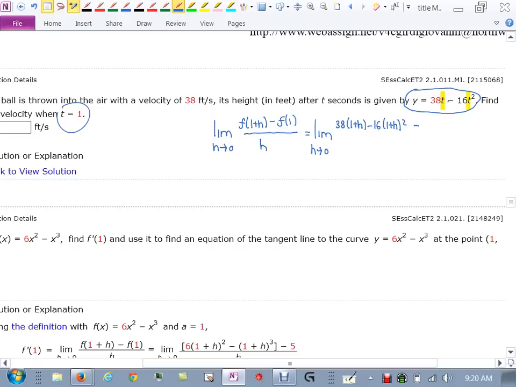So what would happen if I plug 1 in here? 38 times 1 is 38. And then t squared, so 1 squared is 1. 16 times 1 is 16. So we get 38 minus 16, which gives us 22.